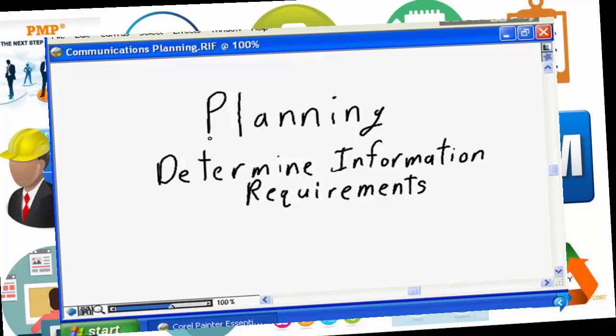The next step in the communications process is planning, or in other words, determine the information requirements. You need to understand who cares about your project. You need to understand what information they want to see about your project. You need to understand what time frames they want to see the project information in. And you need to understand what format they wish the project information to be distributed to them by.